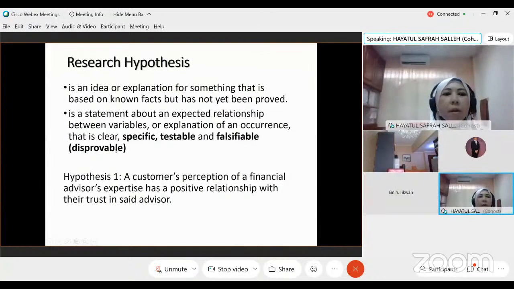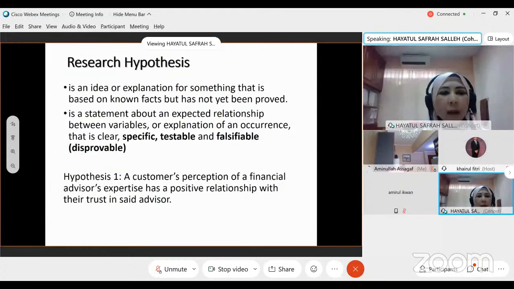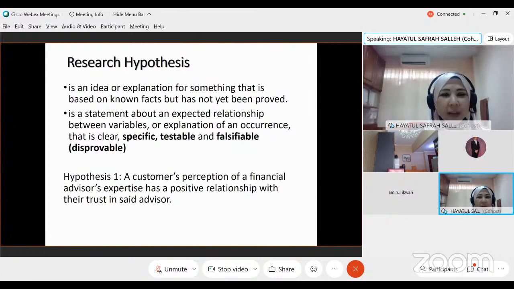Okay. Right. What is a research hypothesis? A research hypothesis is an idea or explanation for something that is based on known facts, but has not yet been proved. That's why we hypothesize. We hypothesize whether this relationship between A and B is positive or not. We have not known yet, but we have the base already, because we read the literature review.